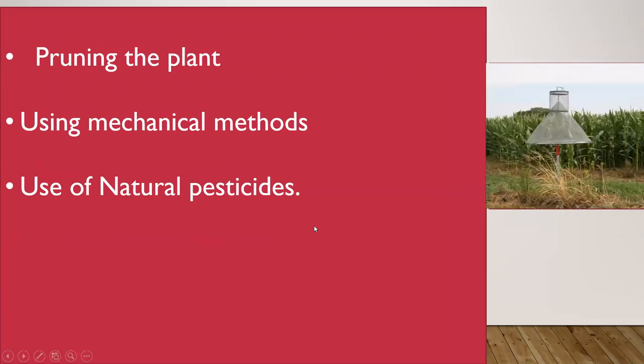Next one. Pruning the plant is also helpful. Whatever the infected parts in our fields, we have to remove. We have to cut the infected parts and throw them away from the fields. That is also helpful to avoid loss to the total crop, the total field. And the next one is using mechanical methods, like electrical bulbs or other methods, which are also helpful to control the pests in our fields. Next one is the use of natural pesticides. Neem oil is also helpful to control the pest.